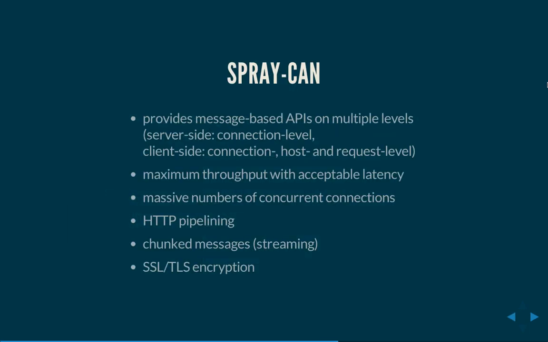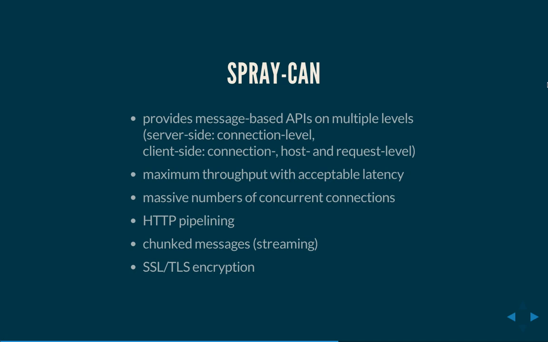This is what SprayCan, the low-level layer, sits on top of. It provides you a message-based API actually on several levels, so you can decide whether you want to manage HTTP connections yourself. If you want to, you can do that. You can open an HTTP connection. You can fire requests across it as you see fit. But if you don't want that really, really low-level API, you can also move higher, and you can, on the client, just send a request to this host and give me a future on the response, for example.